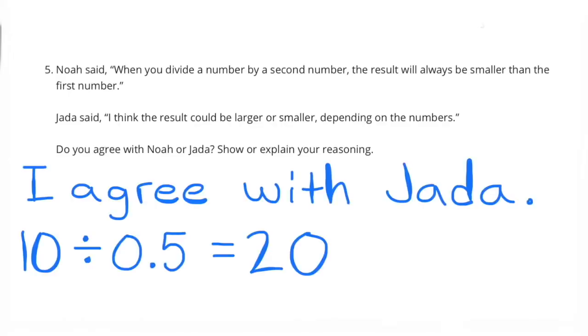I agree with Jada. One example that explains my reasoning is 10 divided by 5/10 equals 20. 20 is larger than 10. If a number is divided by a number that is between 0 and 1, the result is always larger than the first number.